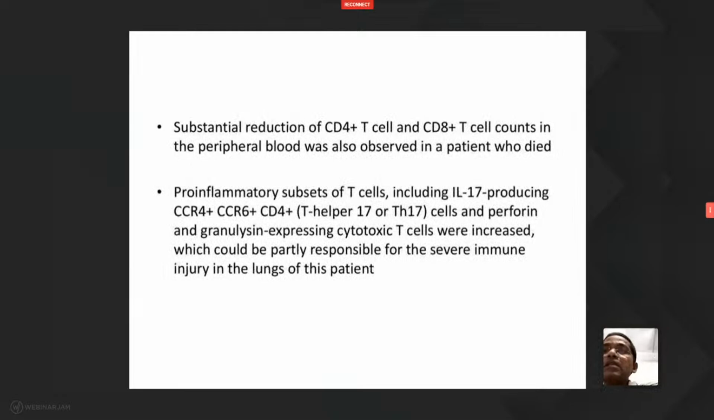A substantial reduction of CD4 and CD8 cells is also noted in the peripheral blood. In the inflammatory cascade, many different inflammatory markers are produced, and it is very difficult to remember them. But we will mainly concentrate on interferon, TNF, IL-6 and IL-1, for which there are different drugs which are helpful in combating the disease.